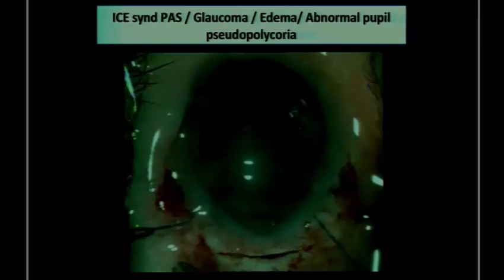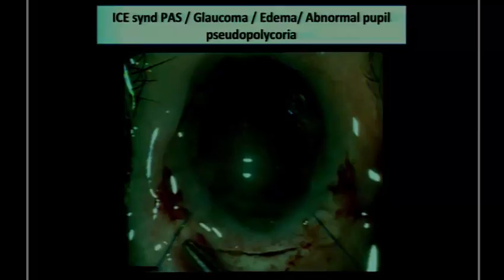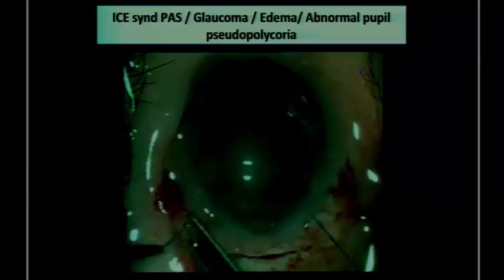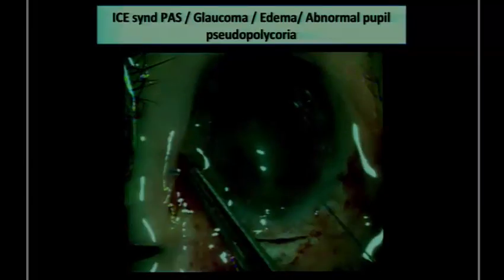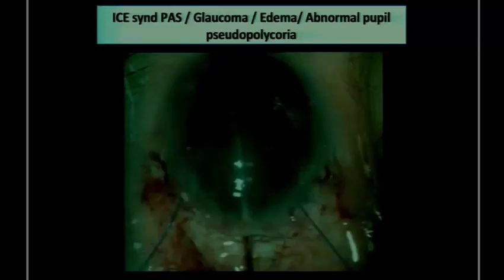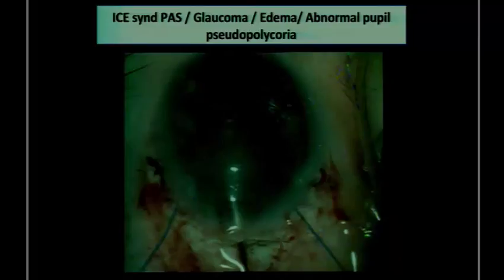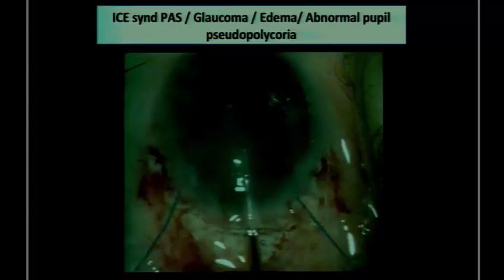initially, I thought, okay, we'll use some iris hooks. You can see as the hooks go in, as I'm trying to retract them across the membrane itself, the hooks don't actually attach to the edge of the pupil. The reason is that the ectopic membrane has actually passed across the surface of the pupil.